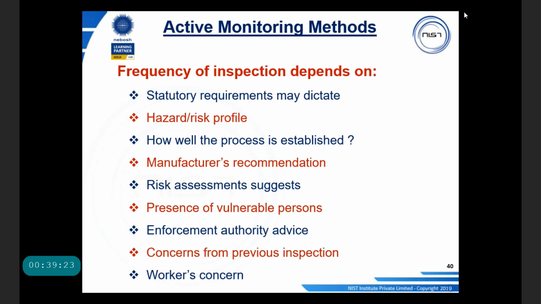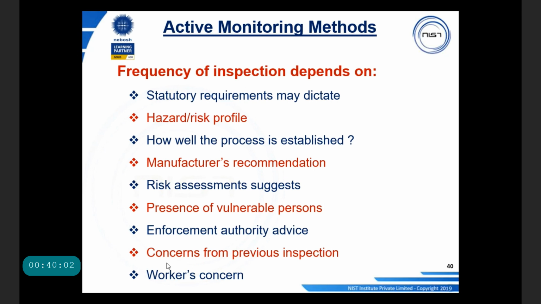You'd first have to consider, not first, but you'd have to consider the statutory requirements. What does that mean? If the law says it has to be done once in 6 months, then you'll have to get it done once in 6 months, right? So that's a factor to consider. Hazard and the risk profile of the organization. If the risk is high, you may want to do the inspection much more frequently, right? So that's a factor that you would want to consider. How well the process is established, especially when it's a new process, you would want to inspect it more frequently. Manufacturer's recommendation, it will tell you what should be the periodicity or frequency of the inspection.